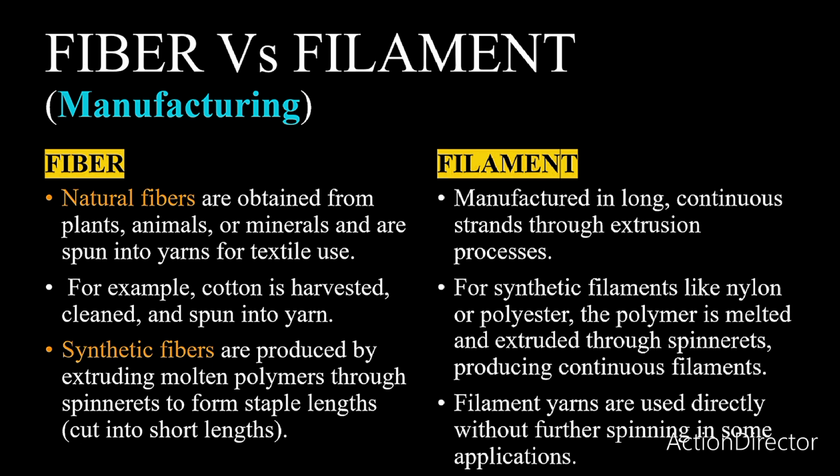Further, what is the difference between fiber and filament with respect to manufacturing? In case of fibers, we discuss natural and synthetic fibers. Naturals are obtained from plants, animals, minerals, and are spun into yarn for textile use. For example, cotton is harvested, cleaned, and spun into yarn.